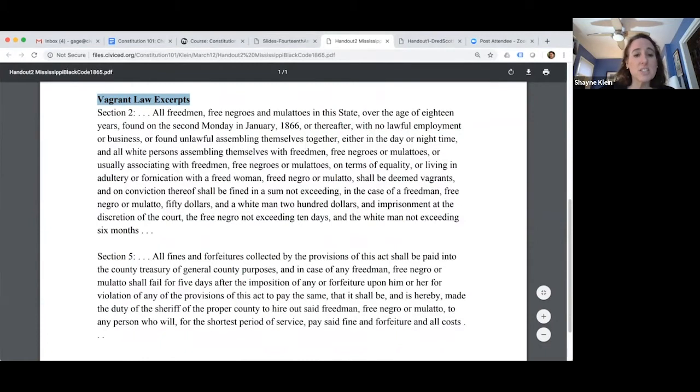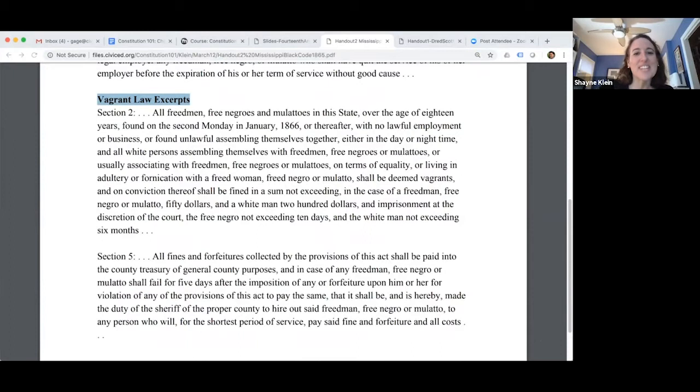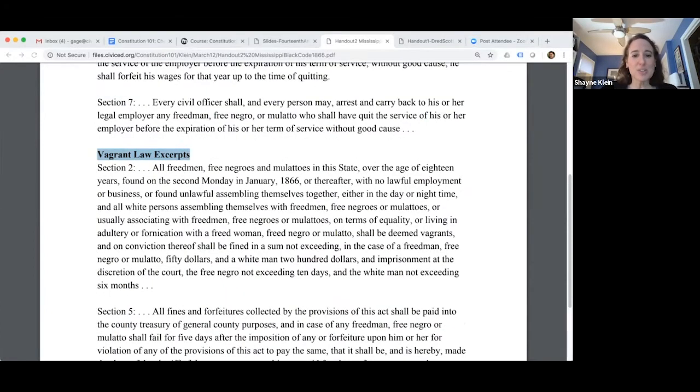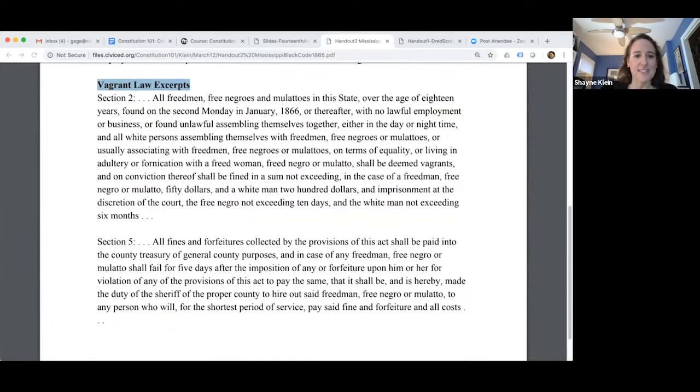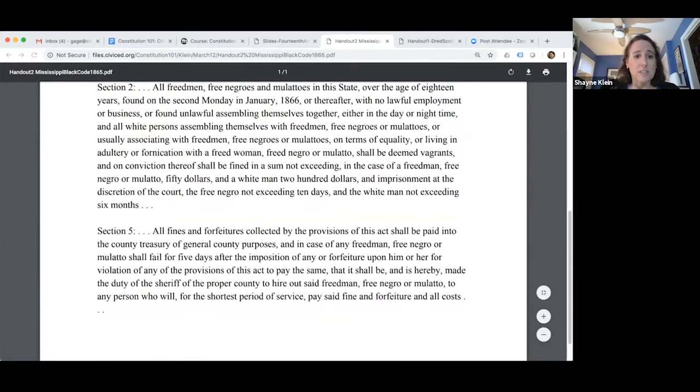the laws additionally made lots of things crimes, right? So if you don't have a job, if you are living on terms of equality with a white person, you're deemed a vagrant. And if you're a vagrant, you'll be fined. And if you're fined and you can't pay your fine, if you look towards the bottom of Section 5 there, it says, it is hereby made the duty of the sheriff of the proper county to hire out said freedman, free Negro, or mulatto to any person who will, for the shortest period of service, pay said fine and forfeiture and all costs.